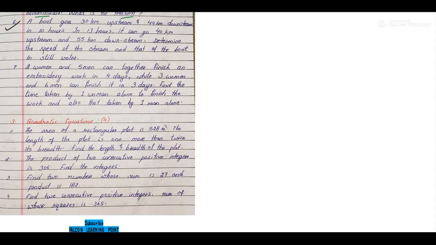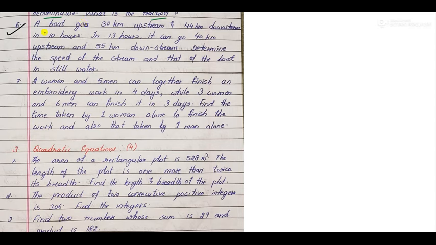The question says what? A boat goes 30 km upstream and 44 km downstream in 10 hours. Next, in 13 hours it can go 40 km upstream and 55 km downstream. Determine the speed of stream and that of boat in still water.